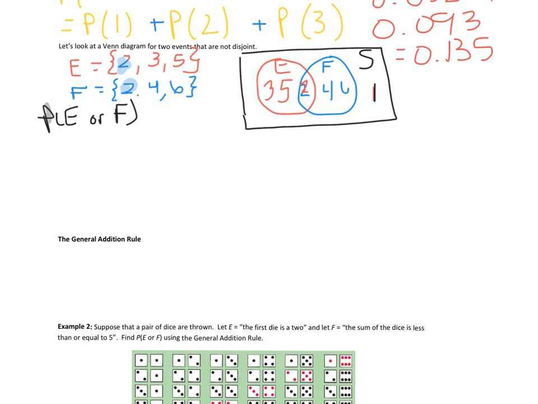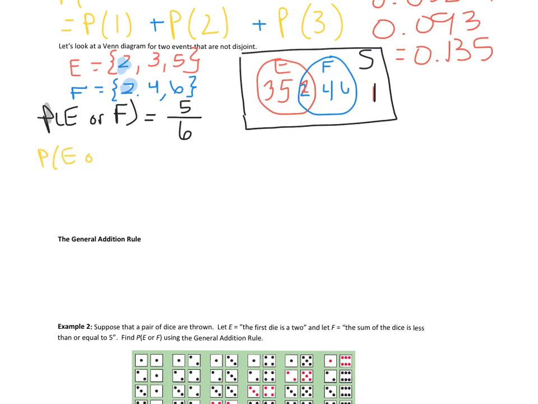Okay, so it's a counting game. Probability of E or F, now we can count how many outcomes are in both events. 1, 2, 3, 4, 5. So the probability of E or F is going to be 5 in both events over total outcomes, so 6. All right, but now look at this. If we were to use our old formula from before, here I'll write it in a different color because it's not going to be correct. So probability of E or F.